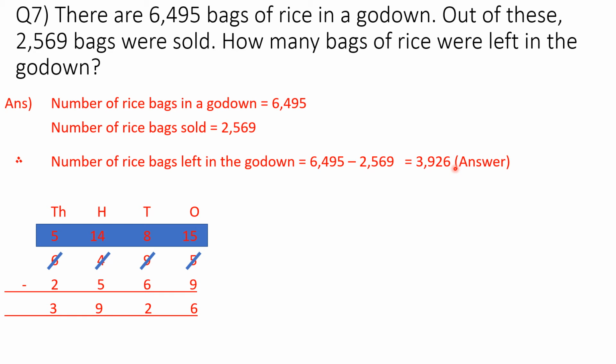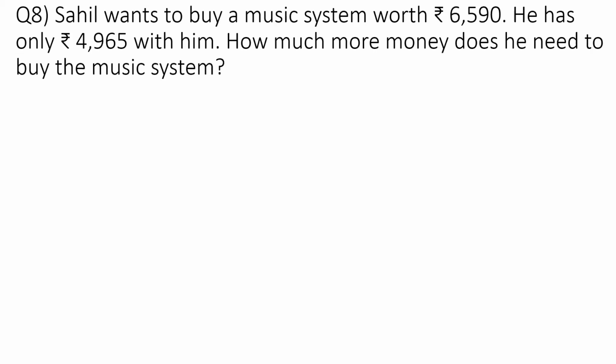Now children, we are moving to our next question. These all steps and these all statements you need to write in your notebook. Now move to our last question, that is question number 8. Sahil wants to buy a music system worth rupees 6590.